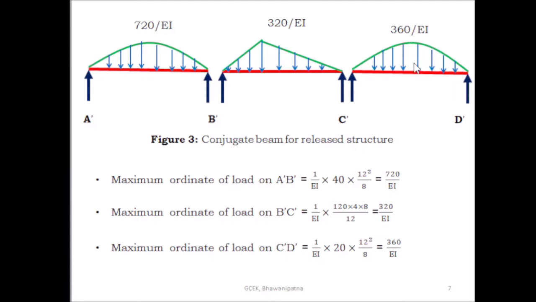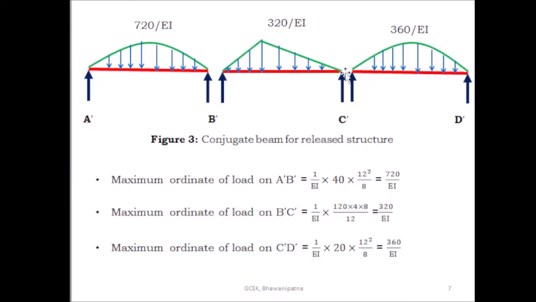So, from this span, what is the reaction here? Because this is the parabola, you have to take the total area of the parabola, 2/3 into base into height, 2/3 into 12 into 360 by EI. And half of this area is shared by each reaction component. So, RC dash, RD dash is equal to half into 2/3 into 12 into 360 by EI. You can find out the reaction here.